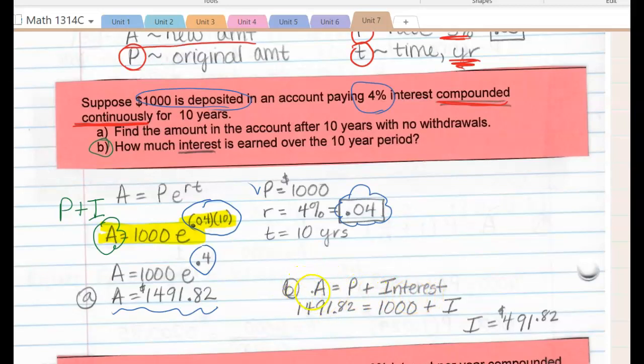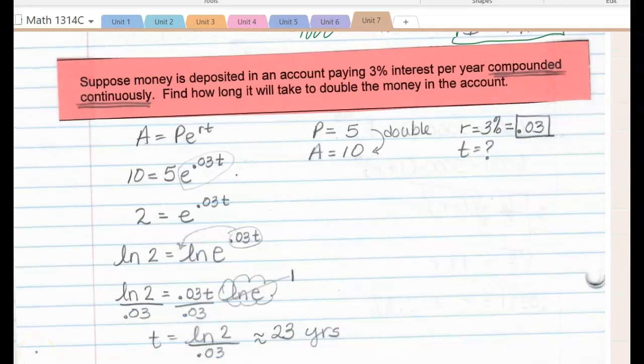I know how much I have after 10 years. That's $1,491.82. We know how much we started with, which was 1,000, and then we're just looking for the amount of interest. So subtract 1,000 from both sides, and that's how you'll find that I found the interest to be $491.82.